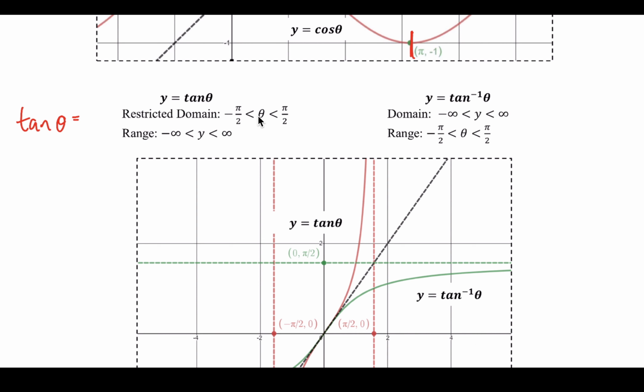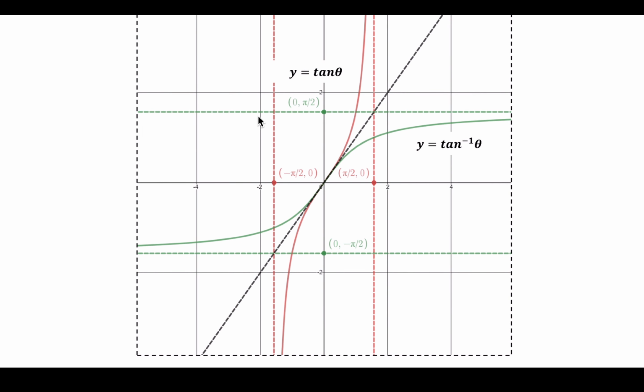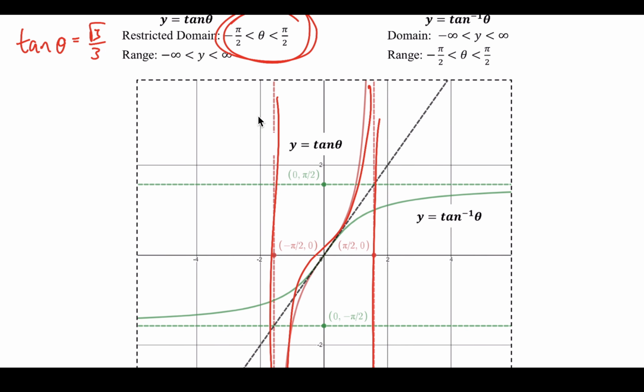You can get something like, let's say, root 3 over 3 or something like that. Okay. What angle makes that happen? And the answer is the angle can only be between negative pi over 2 and pi over 2. Okay, because we have to restrict the domain of the original tangent function to be between here and here, so that when I take the inverse, I get a function that doesn't repeat, that's also a function. Okay, the inverse is also a function.